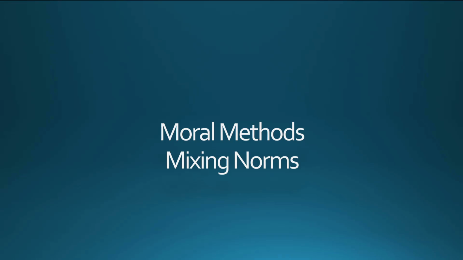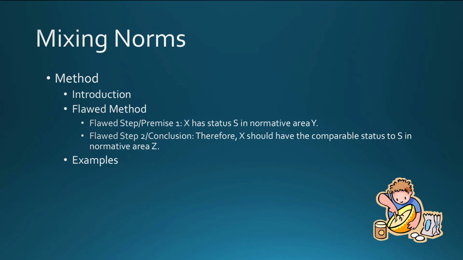The moral methods of mixing norms. Now, this method is used in order to move from one normative area to another. We saw it back in the introduction talking about ethics, that you can think of the siblings of ethics as other normative areas, other value areas, such as religion, law, etiquette, and aesthetics.